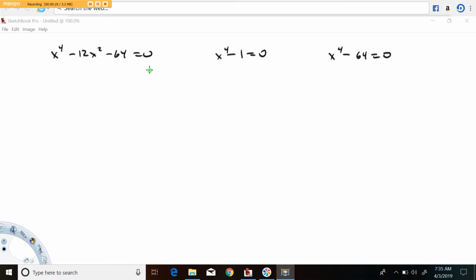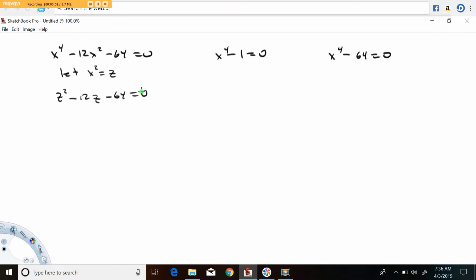When you're first starting out with this, what I would recommend is a quick little algebra substitution. Let x squared equal z. If z is equal to x squared, then x to the fourth would be z squared. So this becomes z squared minus 12 times x squared, but x squared is equal to z, so minus 12z, and then minus 64 equals 0.